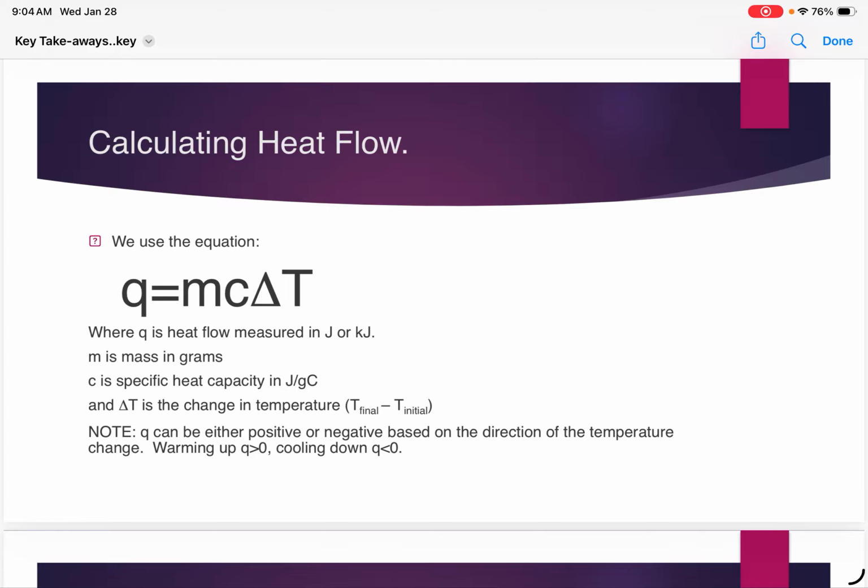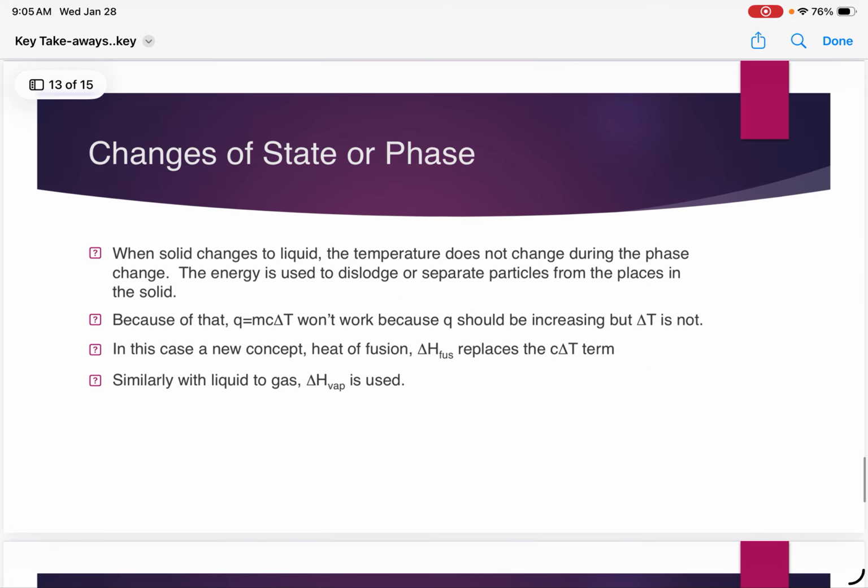Warming up, Q is greater than 0, that's positive. Going down, Q is less than 0, that's negative. This is probably really boring for me to just read this whole thing to you.